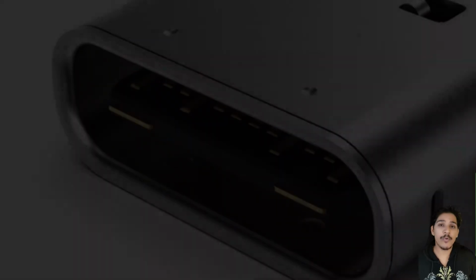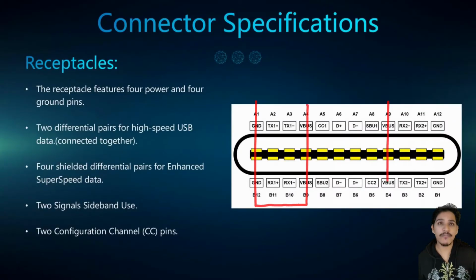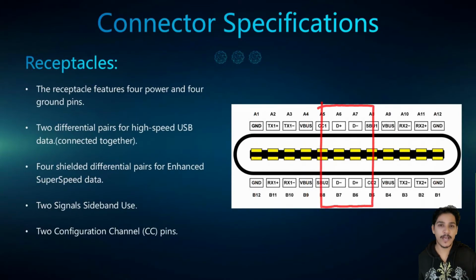We also have pairs 1 and 2, which are shielded differential pairs for enhanced SuperSpeed data transmission, and 4 pins for USB high speed data transmission. Here you can see we have 2 data plus and 2 data minus, but only one is going to be used. The 2 are for supporting the rotation of the plug. So even though we have 2 options, we are using only one. You will notice that when you come to the plug side.